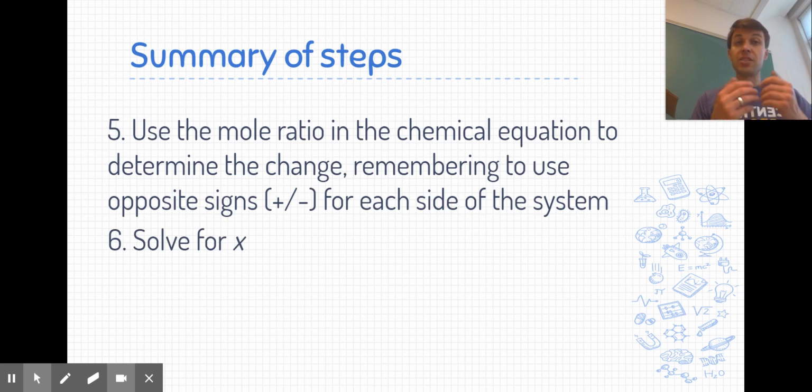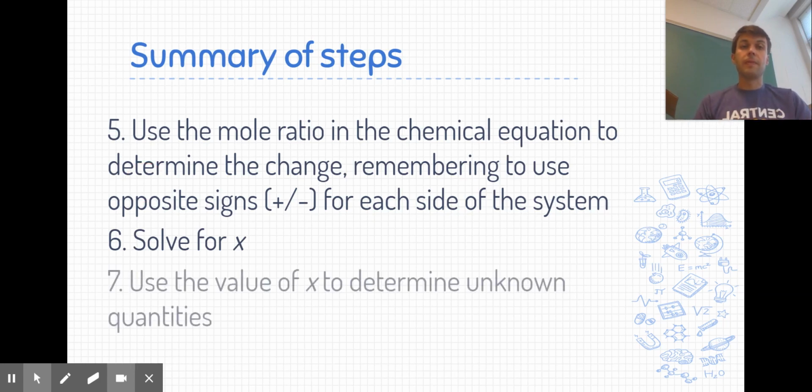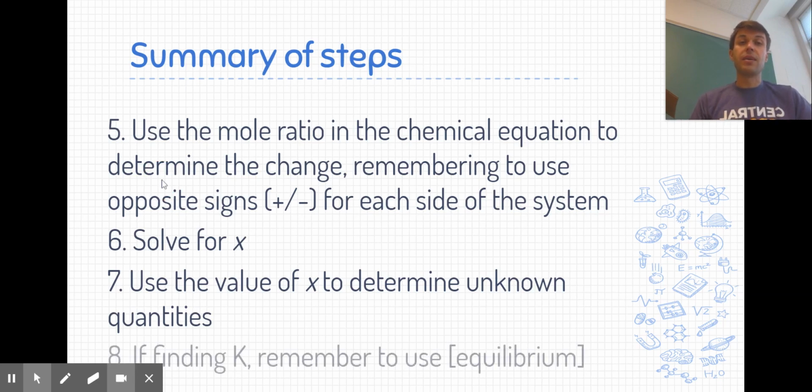Next, we solved for our unknown. We took that value of x and we used that to determine the quantities that we were trying to solve for in the question, which in this case were the equilibrium concentrations. And finally, if we are finding the equilibrium constant, we remember to use the equilibrium concentrations to do that when we're subbing in and solving for K.